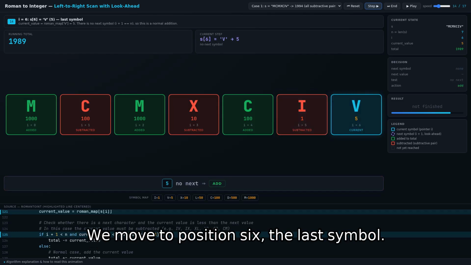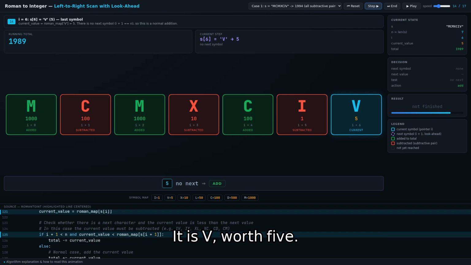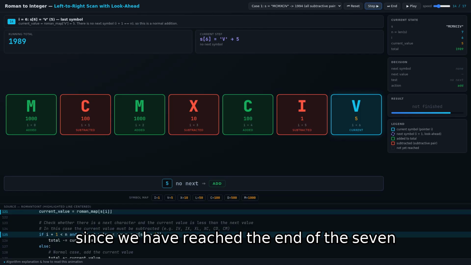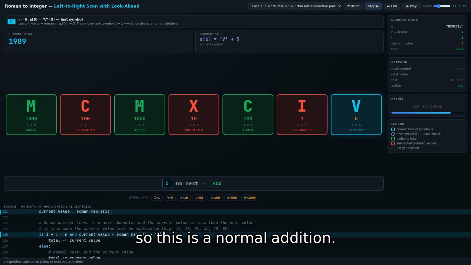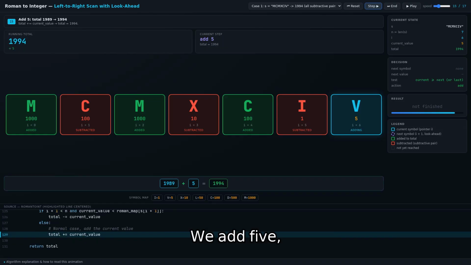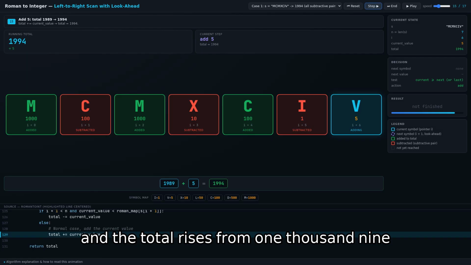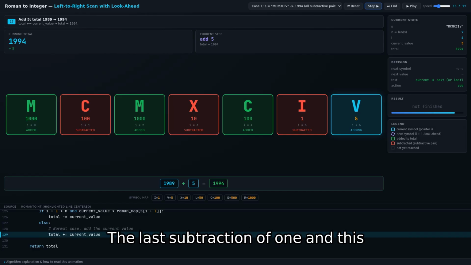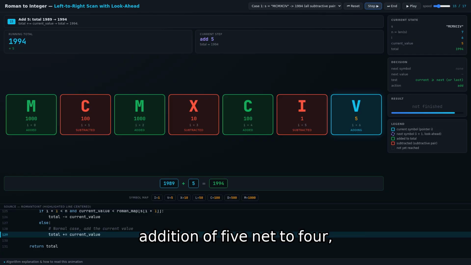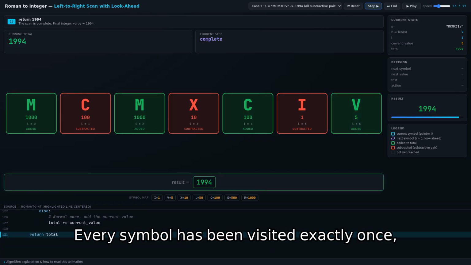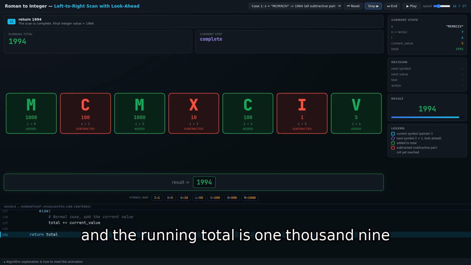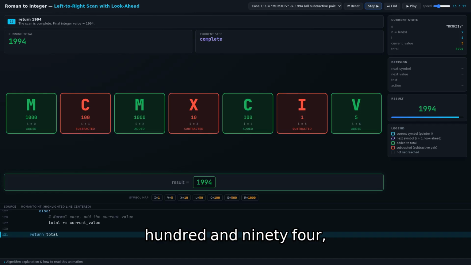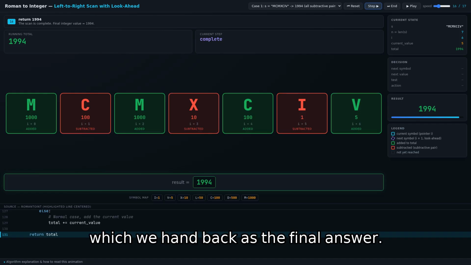We move to position 6. The last symbol is V, worth 5. There is no next symbol, since we have reached the end of the 7-symbol string, so this is a normal addition. We add 5, and the total rises from 1,989 to 1,994. The last subtraction of 1 and this addition of 5 net to 4, the value of the pair IV. The scan is complete. Every symbol has been visited exactly once, and the running total is 1,994, which we hand back as the final answer.